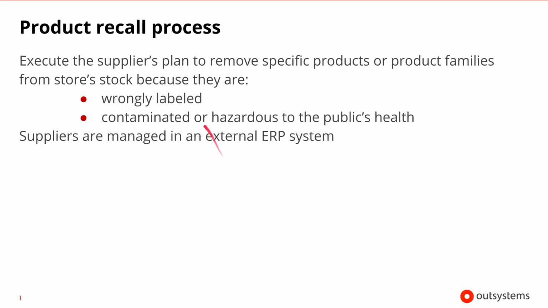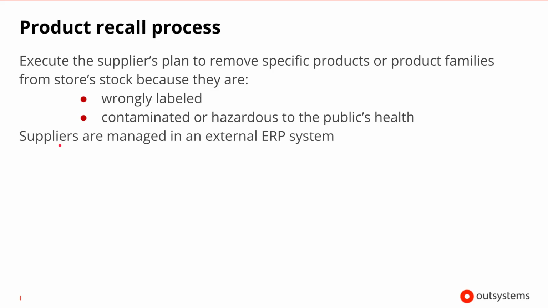So if we start with the product recall process, trying to get a simple description from the business, someone might give us something like this: they want to execute a supplier's plan to remove specific products and product families from the store's stock because something was either wrongly labeled, something's been contaminated, or is now deemed a hazard to the public health. And the suppliers for us are actually managed inside of an external ERP system. So this is sort of a high-level overview of what the process is.